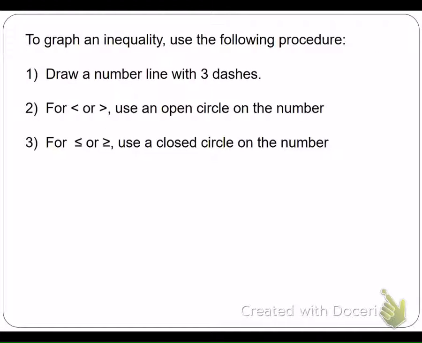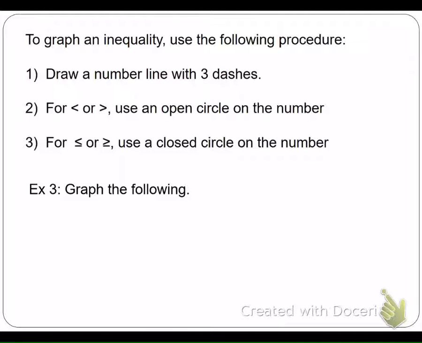Next, we're going to talk about graphing these. To graph an inequality, we use the following procedures. We draw a number line with 3 dashes. For less than or greater than, we use an open circle on the number. For less than or equal to, greater than or equal to, we use a closed circle on the number. If the number that we're graphing is part of the solution, you show that by filling in that number. If it's not part of the solution, we just put a circle there. We don't color it in. Okay?